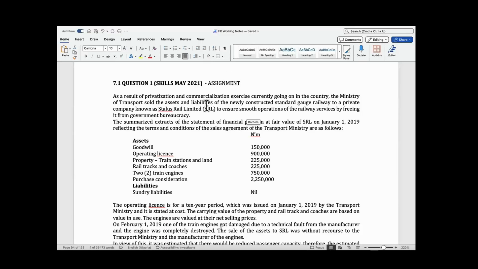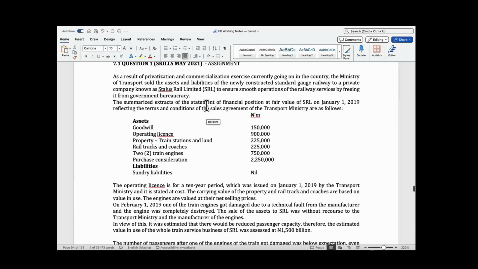Now, this assignment I gave you was a 2021 question, and it talks about a company that bought a government asset.